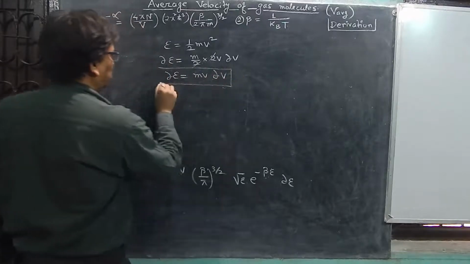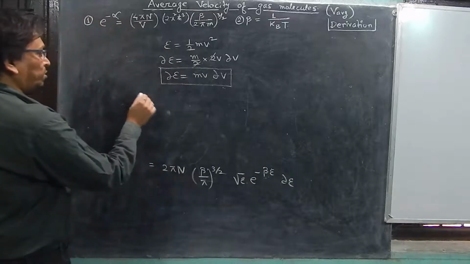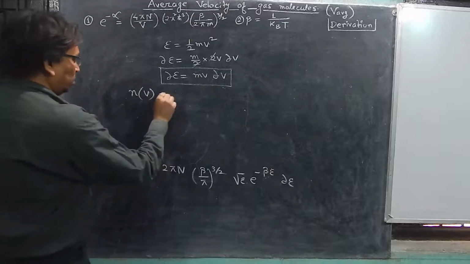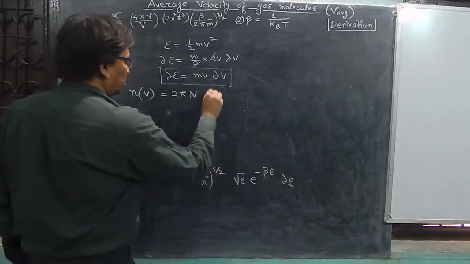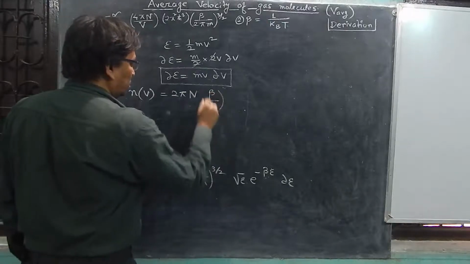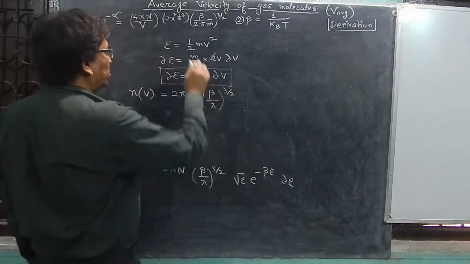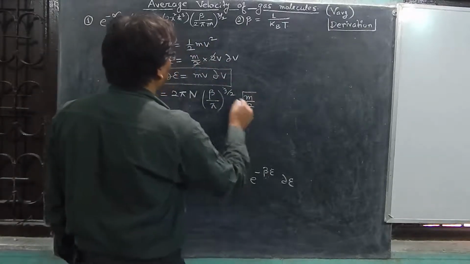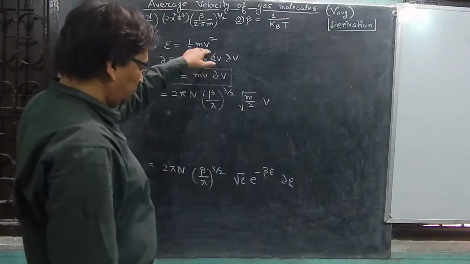Now we are going to put this value here, so you will get the value of n in terms of velocity space. This will be 2 pi n, and this thing is constant, so it will never change, beta by pi whole to the power 3 by 2, and root under epsilon will be root under m by 2 times, and this is one velocity v. Root under of velocity square is v.